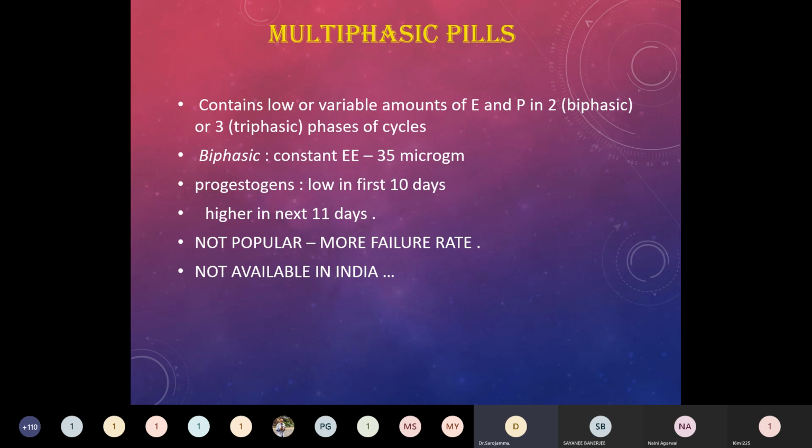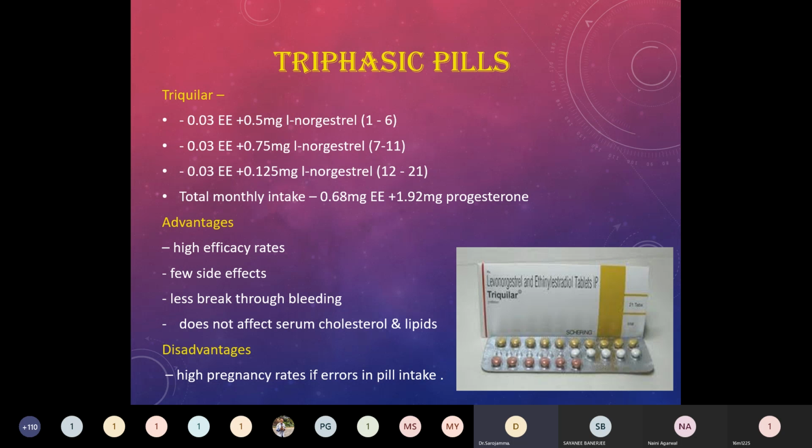In India, biphasic tablets are not available. Triphasic tablets are available. Commonly available is the one which is called Triquilar. That contains estrogen, as I already said, in a fixed dosage, that is 0.03 milligram or 30 micrograms.